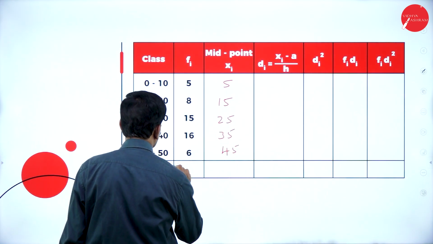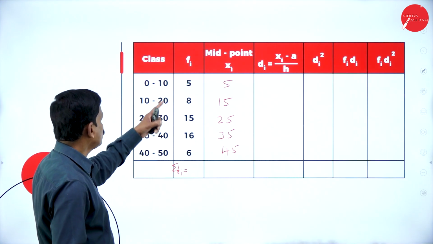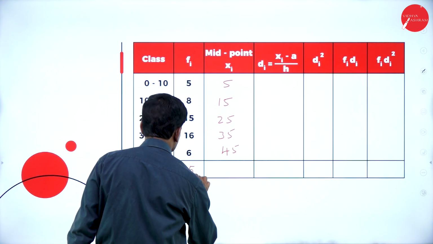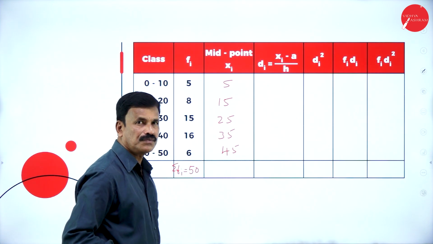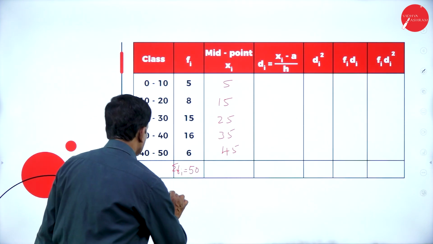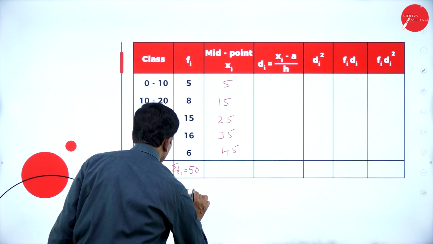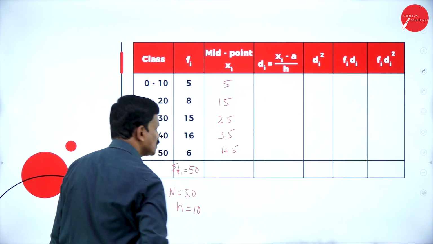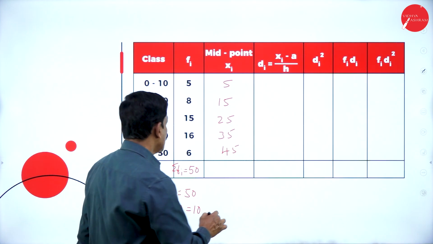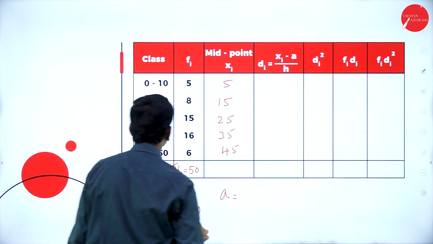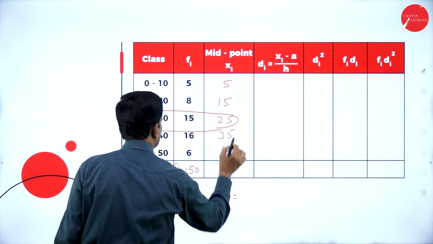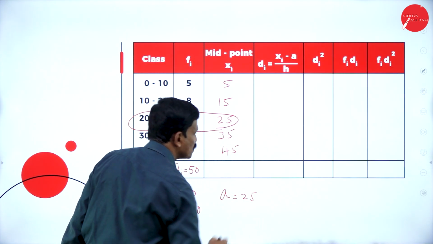If you add, what is this equal to? So if you add 5 plus 8 plus 15 plus 16 plus 6, that's equal to 50. Sigma Fi is equal to 50, right? So that means here n is equal to 50. And what is h? The interval difference is 10. h is equal to 10. Find out A, the assumed mean. What is A here? So 1, 2, 3, 4. This is the assumed mean. That is, A is equal to 25, the assumed mean.